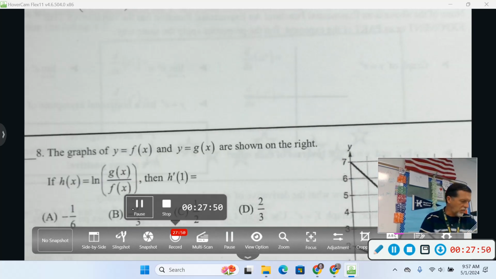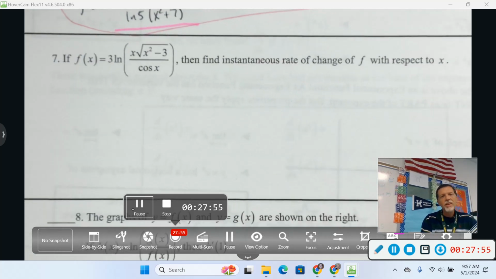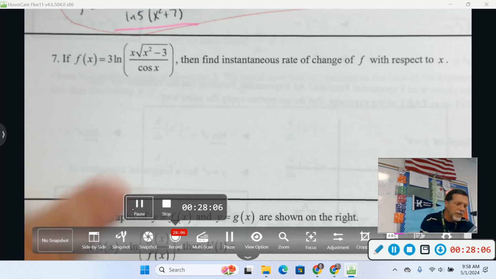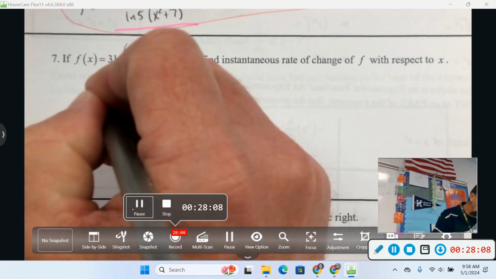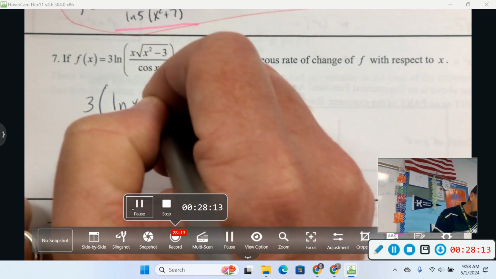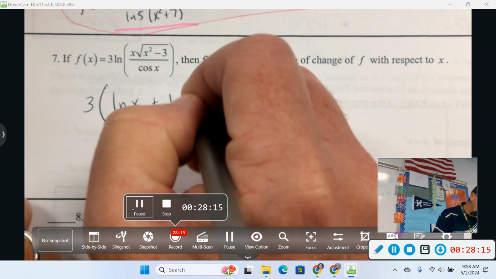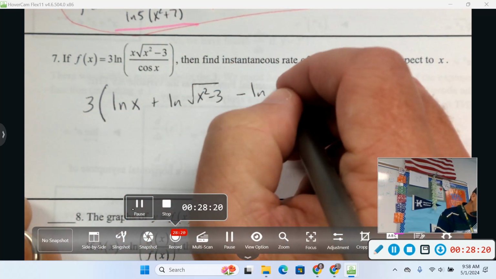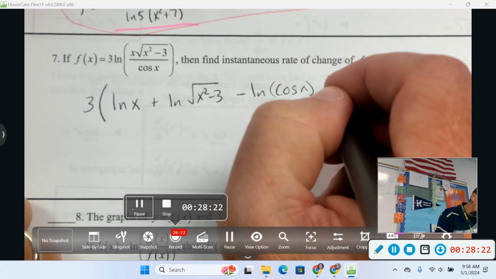Oh man, number 7. What are we doing here? That looks terrible. If we don't do algebra on that, it's not going to work. But the algebra rule is I can split these pieces up. So 3 times natural log of x plus natural log of square root of x minus 3 minus natural log of the cosine of x.